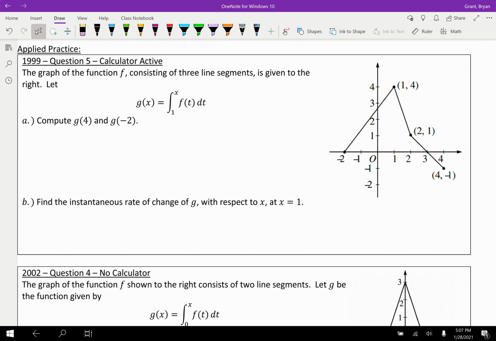The graph of the function f, we should probably label this, consisting of 3 line segments, is given to the right. Let g of x equal the integral from 1 to x of f of t dt. I'd like to analyze that before we even look at any of the questions here. So what is g of x? G of x is not the graph. G of x is going to measure the area between the graph of f and the x-axis starting at 1 and going to x.